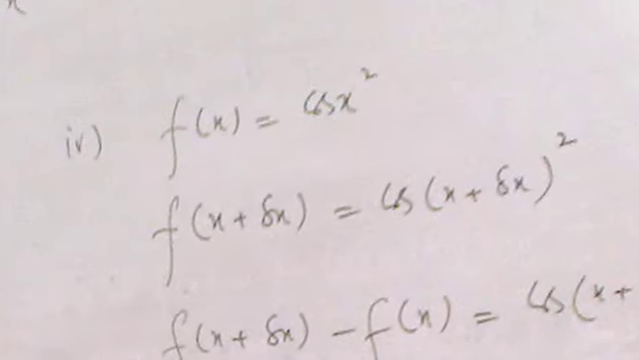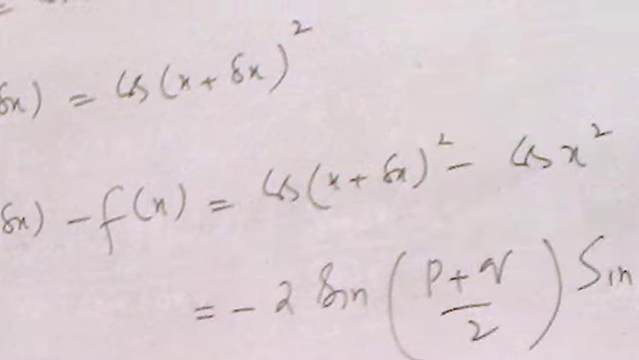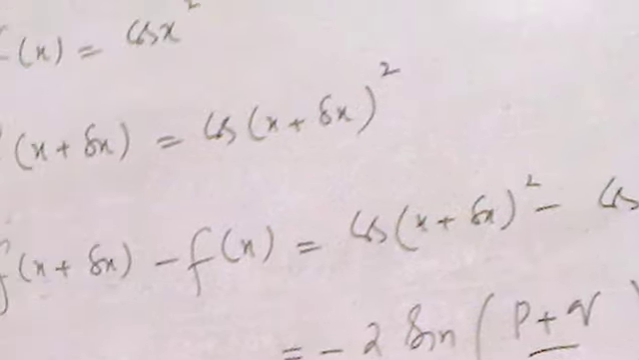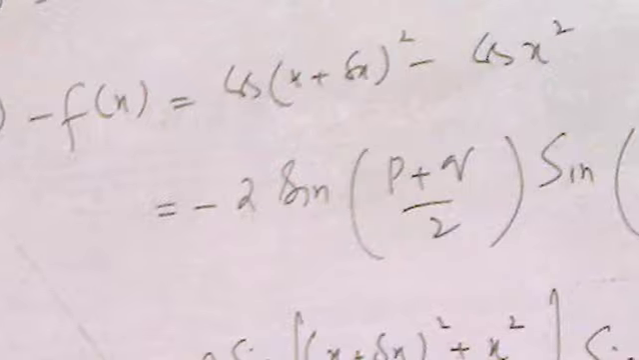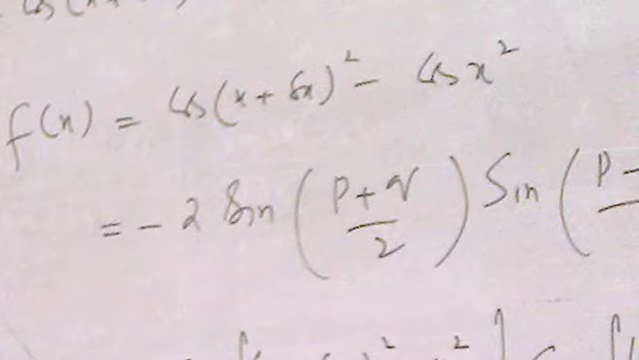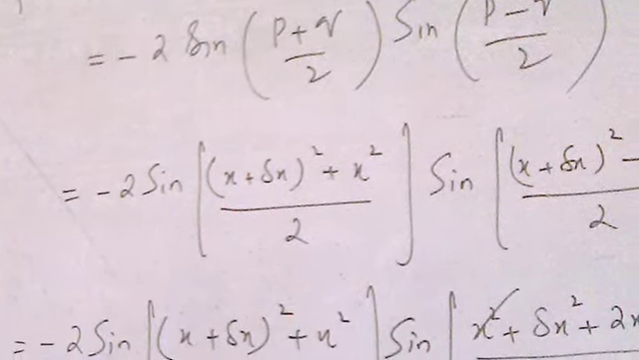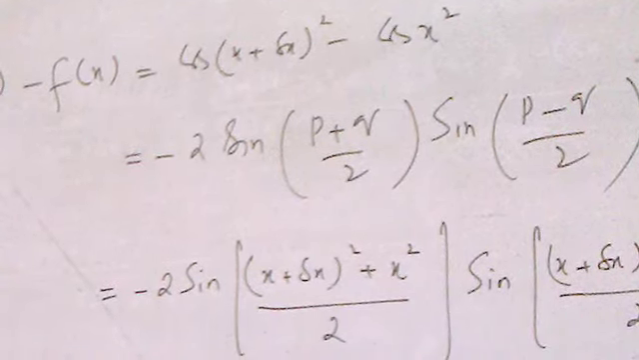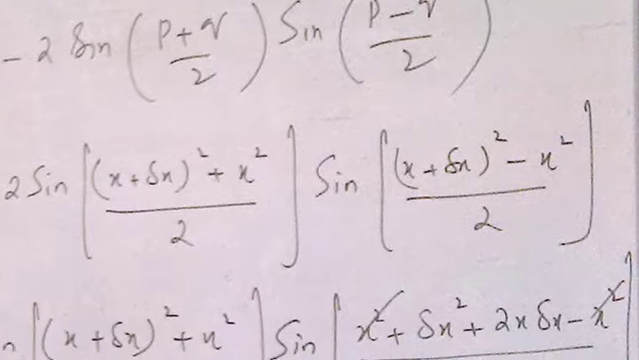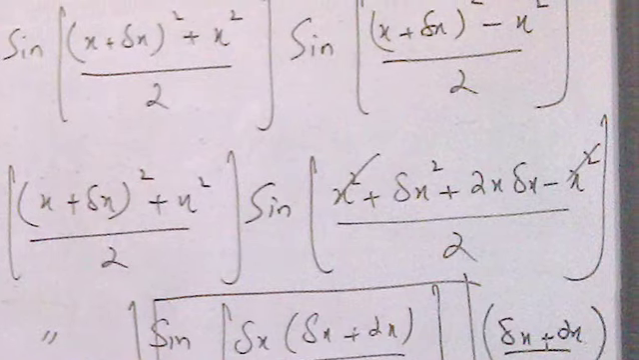So in this question we have cos x square, we replace x by x plus delta x. Now first we replace x by x plus delta x, then we apply the formula cos p minus cos q is minus 2 sin (p plus q) over 2 and sin (p minus q) over 2. We put values p and q. P is (x plus delta x) whole square and q is x square. Then we simplify these values, only simplifying the part where we have a minus sign.